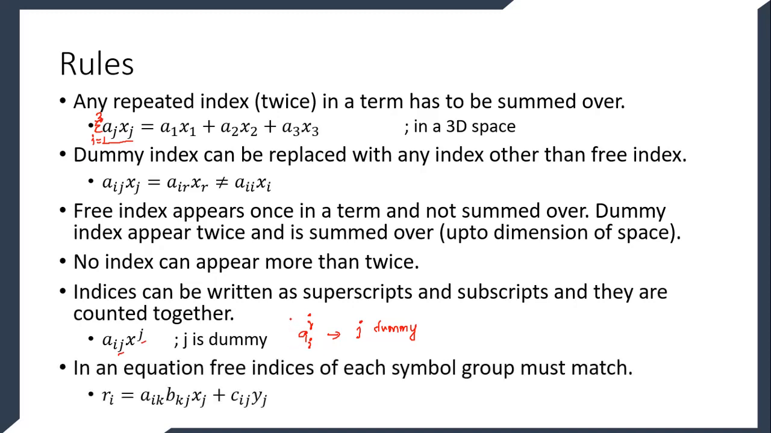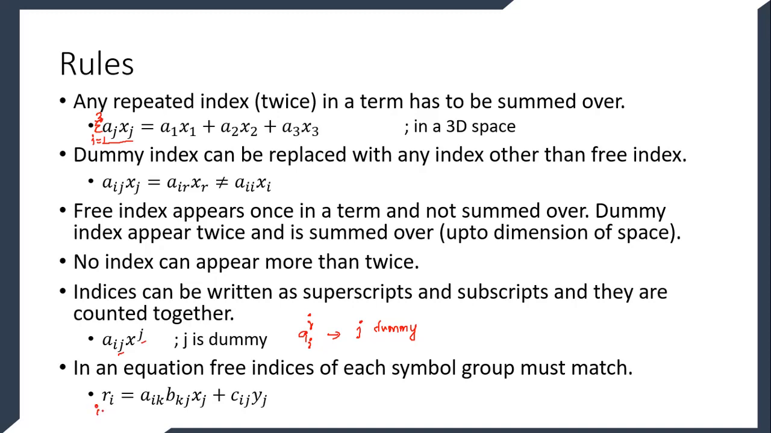In an equation, the free index and the dummy index of each symbol group, the free index have to match with the symbol group. Hope you remember how we have done dimensional analysis while we were in 12th or 11th. Similarly, when you have to equate some products or equate some tensors, keep in mind that when you have to add two tensors, then the product groups should have the same free index, and also when you equate something to another, then it also should have the same free index.